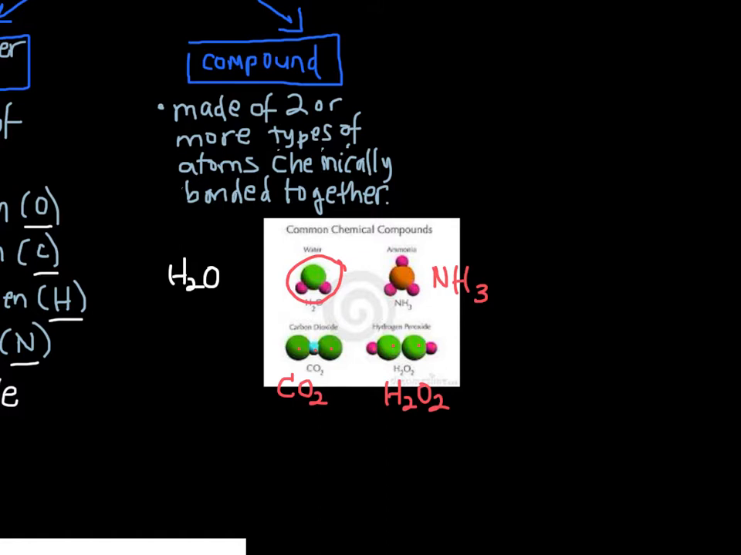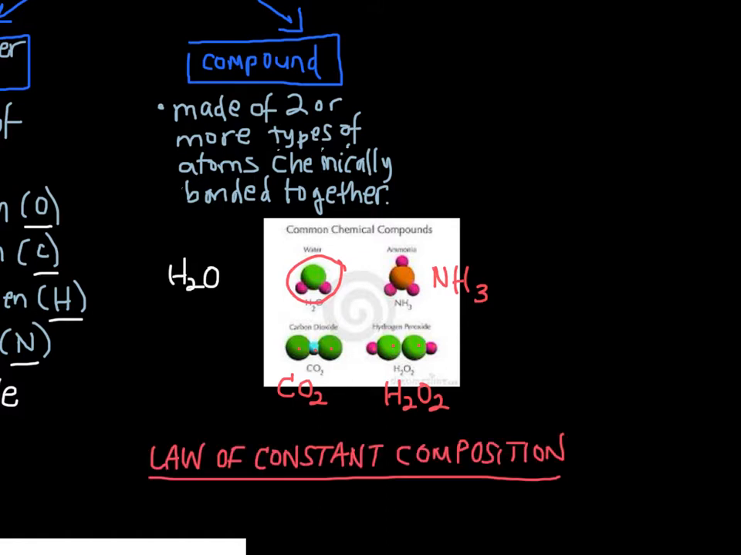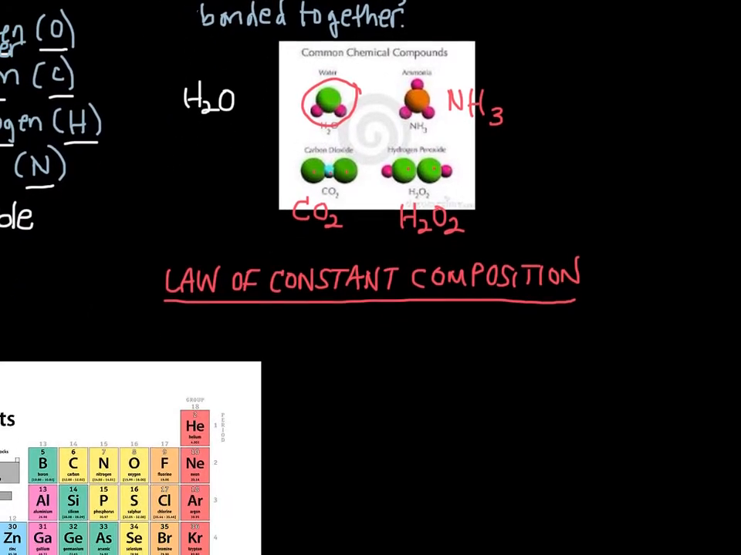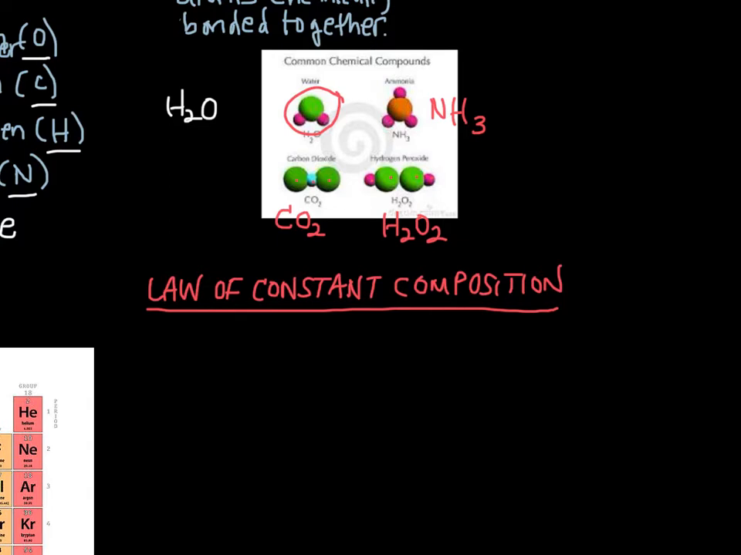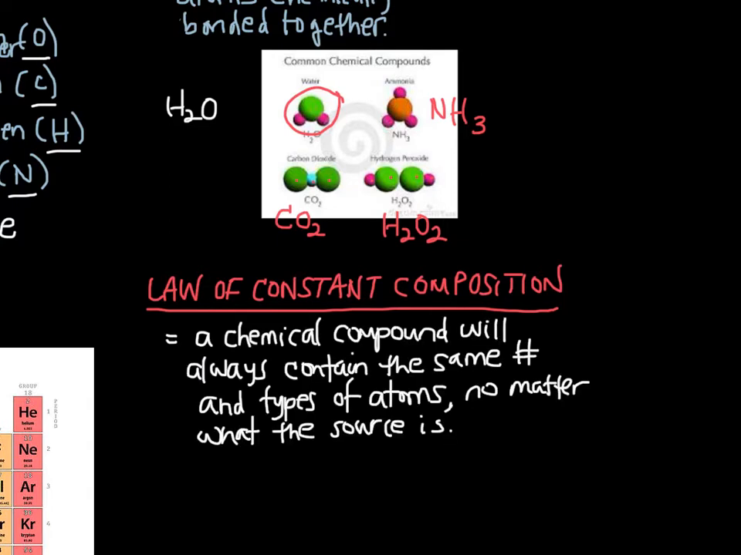So that's a chemical compound. They're pure substances because if you isolate each molecule, they're all going to be exactly the same. So I should mention the law of constant composition. Let me move the periodic table here. Okay, the law of constant composition says that a chemical compound will always contain the same number and types of atoms no matter what the source is.